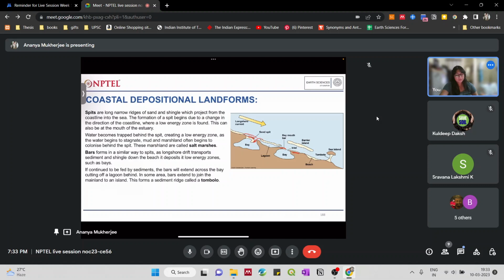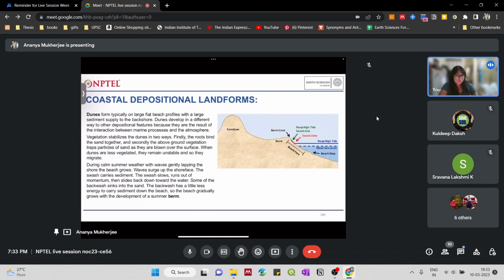And if the sediments are getting collected at one place near a bar, okay, the bar will get extended towards the sea, and maybe it will join an island somewhere. Suppose there is an island over here, okay, and the bar that is being created over here is joining the shore and the island, okay, so this is called a tombolo. Okay, so tombolo is also a depositional landform.